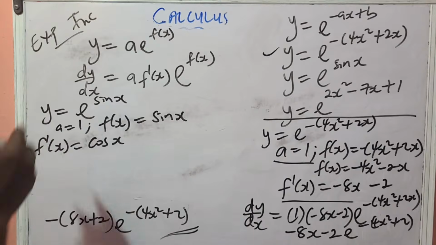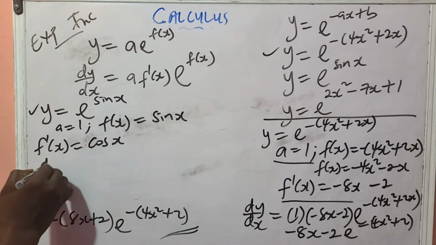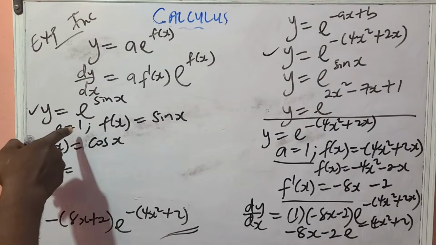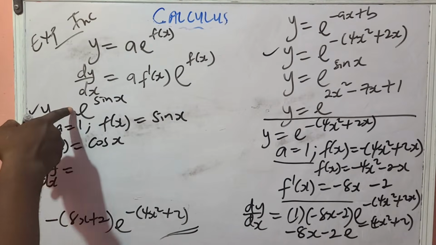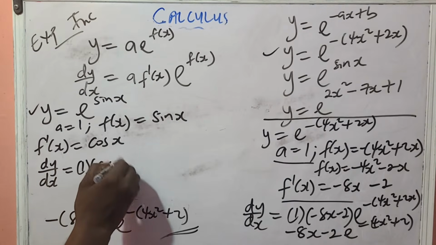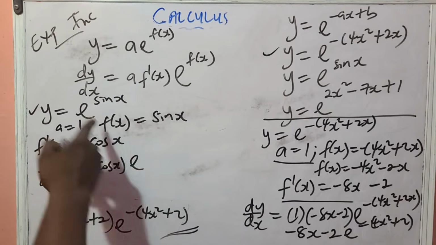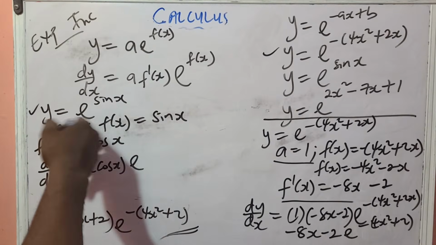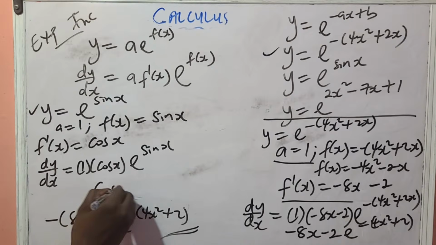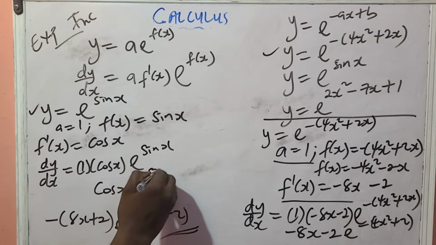I want to find dy over dx of this. So dy over dx will be equal to what? I multiply the coefficient with the derivative. That'll be 1 times cos x. Then you just write e raised to whatever the exponent was, sine x. So this will be cos x times e raised to power sine x.